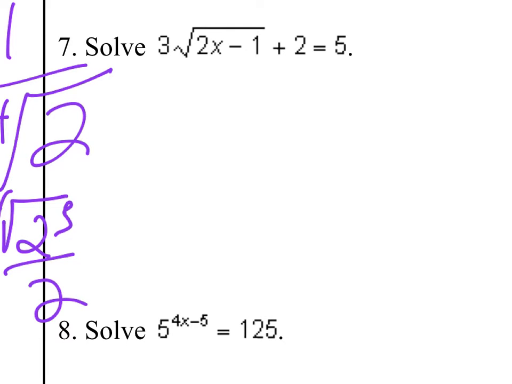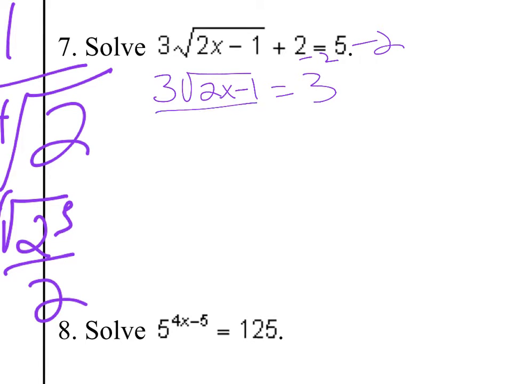Now, we have to solve this. First thing, we have to isolate that radical. So this is going to become 3 square root of 2x minus 1. I'm putting the 2 on the other side by subtracting it, so this is equal to 3. Divide by 3. I have radical 2x minus 1 equals 1.